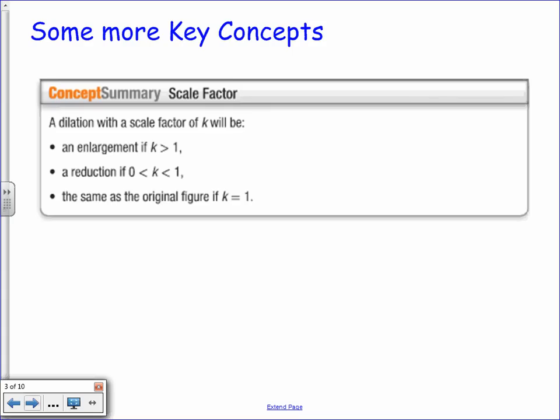Okay, a couple more key concepts, so get these copied in, and then we'll explain it when you're ready. So a dilation with a scale factor of k: if k is greater than 1, then I'm going to enlarge my shape. My shape is going to get bigger. Now if k is greater than 0 and less than 1, so it's going to be, let's say, a fraction, this is going to reduce the shape, so it's going to get smaller. We're going to get a little mini-me. And if k is equal to 1, then we're going to have the exact same figure.